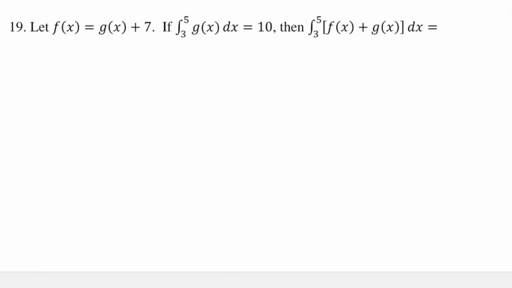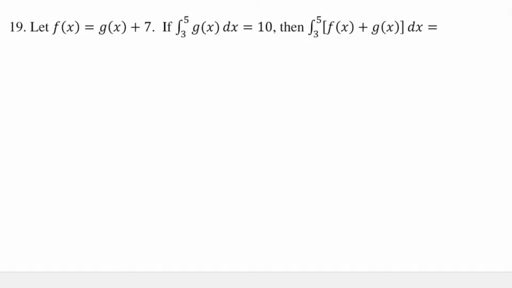All right, this one, I'm not sure how this one got here. I don't really understand what it has to do with u-substitution. I don't really think it has anything to do with u-substitution, but it's kind of a nice little problem. So f of x is g of x plus 7, and we've got the value of the integral from 3 to 5 of g of x dx, and they're going to ask us about the integral from 3 to 5 of f of x plus g of x dx.